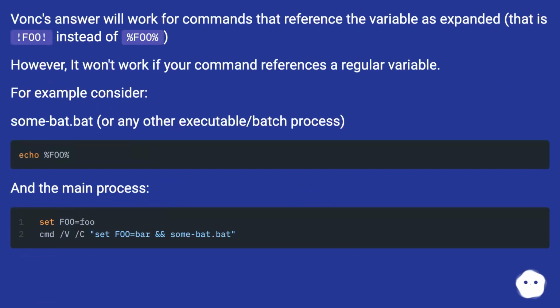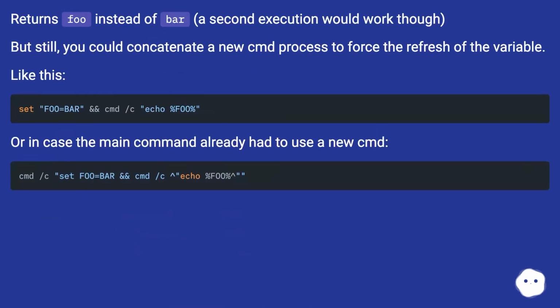Vonk's answer will work for commands that reference the variable as expanded, that is, !foo!, instead of %foo%. However, it won't work if your command references a regular variable. For example, consider somebat.bat or any other executable or batch process, and the main process returns foo instead of bar. A second execution would work though, but still, you could concatenate a new CMD process to force the refresh of the variable, like this. Or in case the main command already had to use a new CMD.